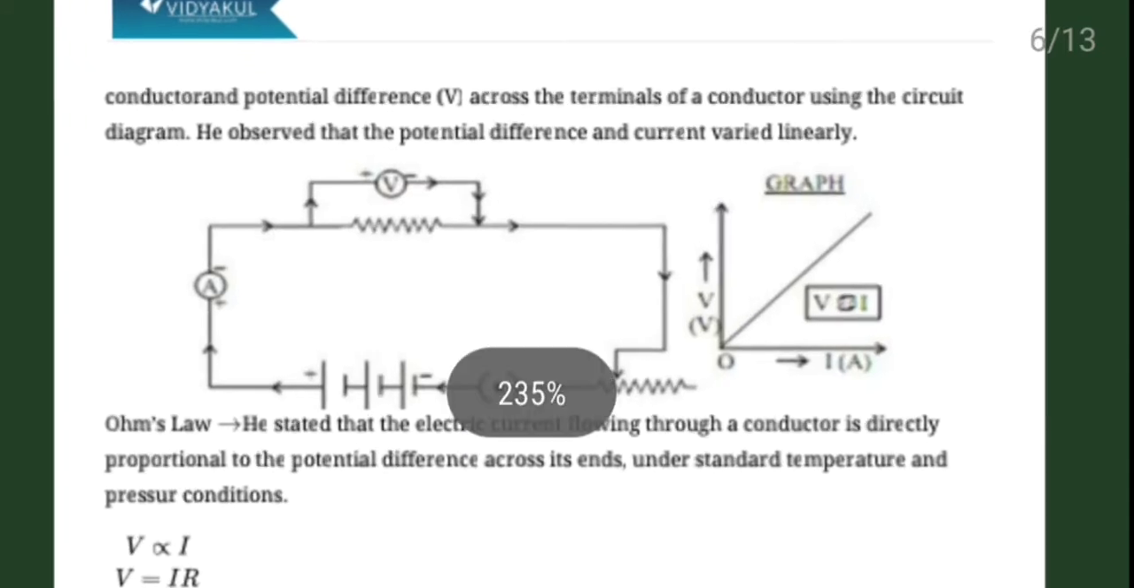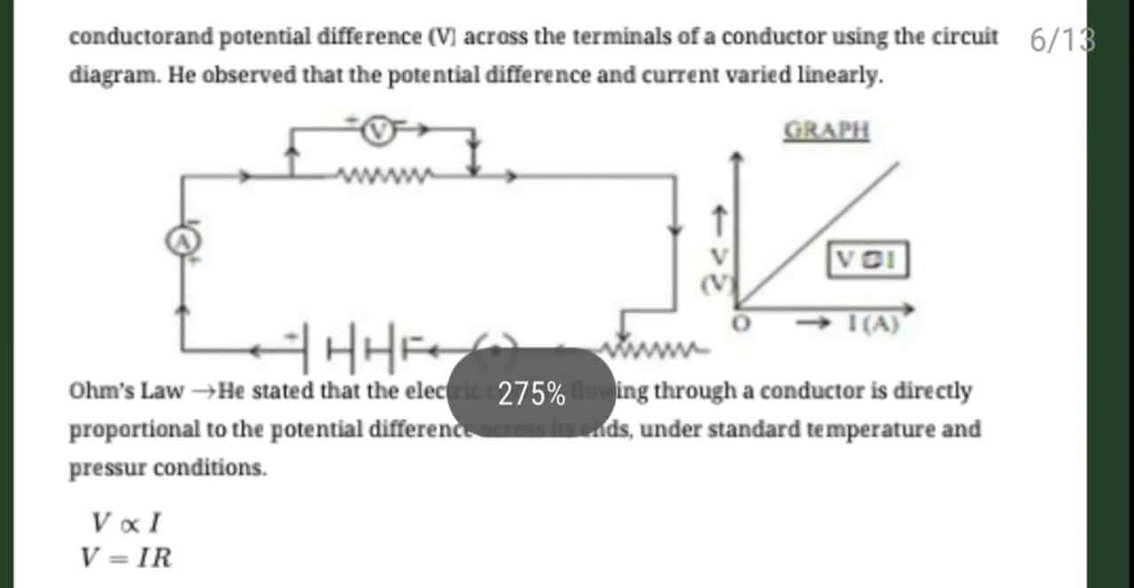George Simon Ohm found the relation between the current flowing through a conductor and a potential difference V across the terminals of a conductor using the circuit diagram. He observed that the potential difference and current varied linearly. So you can see in the graph V and I vary linearly, so a straight line is observed, and he used a circuit as shown in the figure.